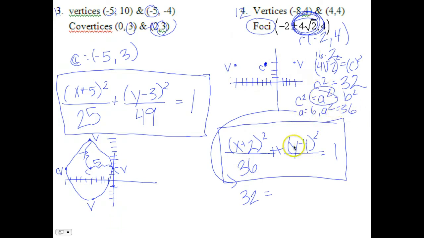So we can substitute in 36 for a squared, and then we have minus b squared. So here we're solving for b squared. If we subtract 36 from both sides, we'll get negative 4 equals negative b squared. Multiply both sides by negative 1, so we get b squared equals 4. So we'll go underneath that y value.